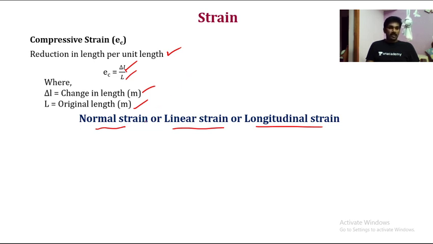there are three important terminologies, right? If a question is asked like normal strain or linear strain or longitudinal strain, whatever it may be, these three things are the same. If a question mentions normal strain, linear strain or longitudinal strain, it is representing either tensile strain or compressive strain. Based on the load applied, you must identify whether it is tensile or compressive. Got it? Right? So please remember these three terminologies: normal strain, linear strain, or longitudinal strain.